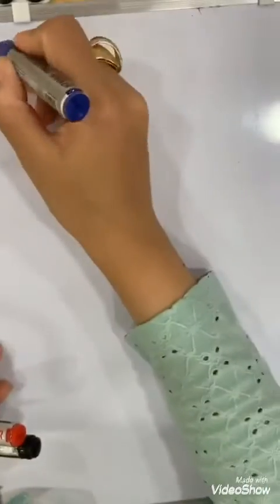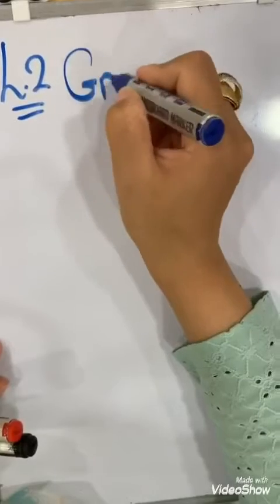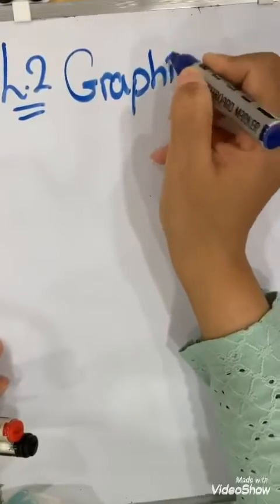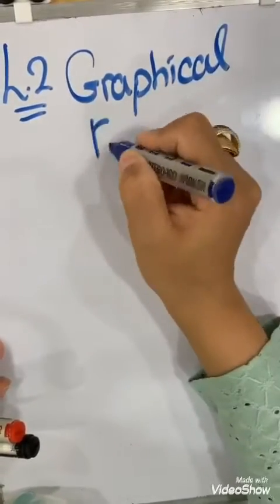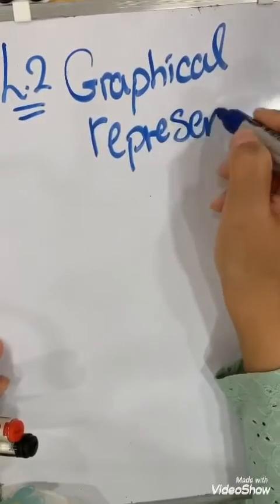Hello middle 3. Now let's start lesson 2, which is called graphical representation of moving in straight line.